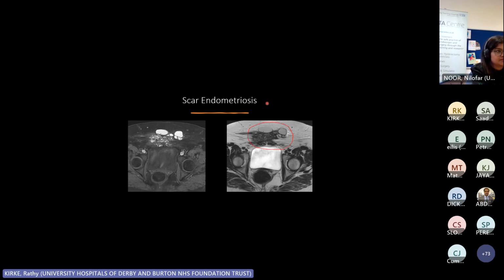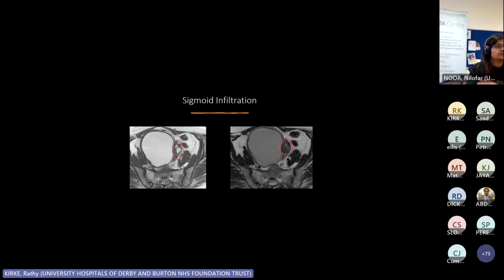This is something, again, we can diagnose with MRI. We can diagnose this with ultrasound, but again, the extent and mapping it all out is quite good with MRI. And again, this is something you can say, this is exactly what it is. It's not nice, but we are seeing a lot of scar endometriosis.